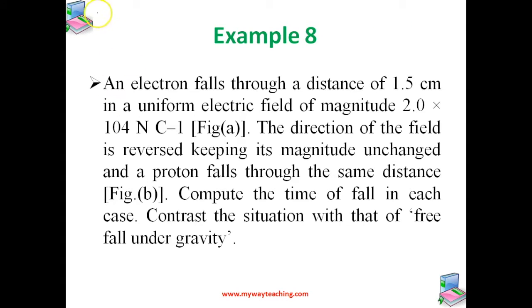Now let us see one more important example. An electron falls through a distance of 1.5 centimeter in a uniform electric field of magnitude 2 into 10 raised to 4 Newton per Coulomb. The direction of the field is reversed, keeping its magnitude unchanged, and a proton falls through the same distance. Compute the time of fall in each case. Contrast the situation with that of free fall under gravity.